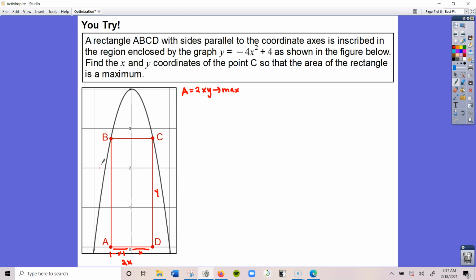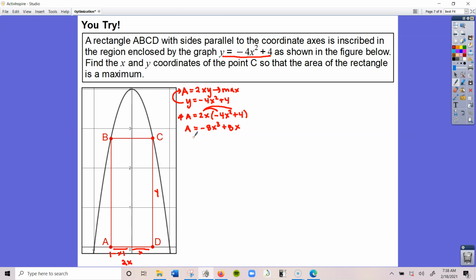Now we have here that this point is bounded by this graph, which is y is equal to negative 4x squared plus 4. Since I have y defined, I can plug that into area, and that way everything would be in terms of x. Therefore, area is going to equal 2x times negative 4x squared plus 4. Distribute the 2x, and that would give us negative 8x to the third plus 8x. And that's your area.